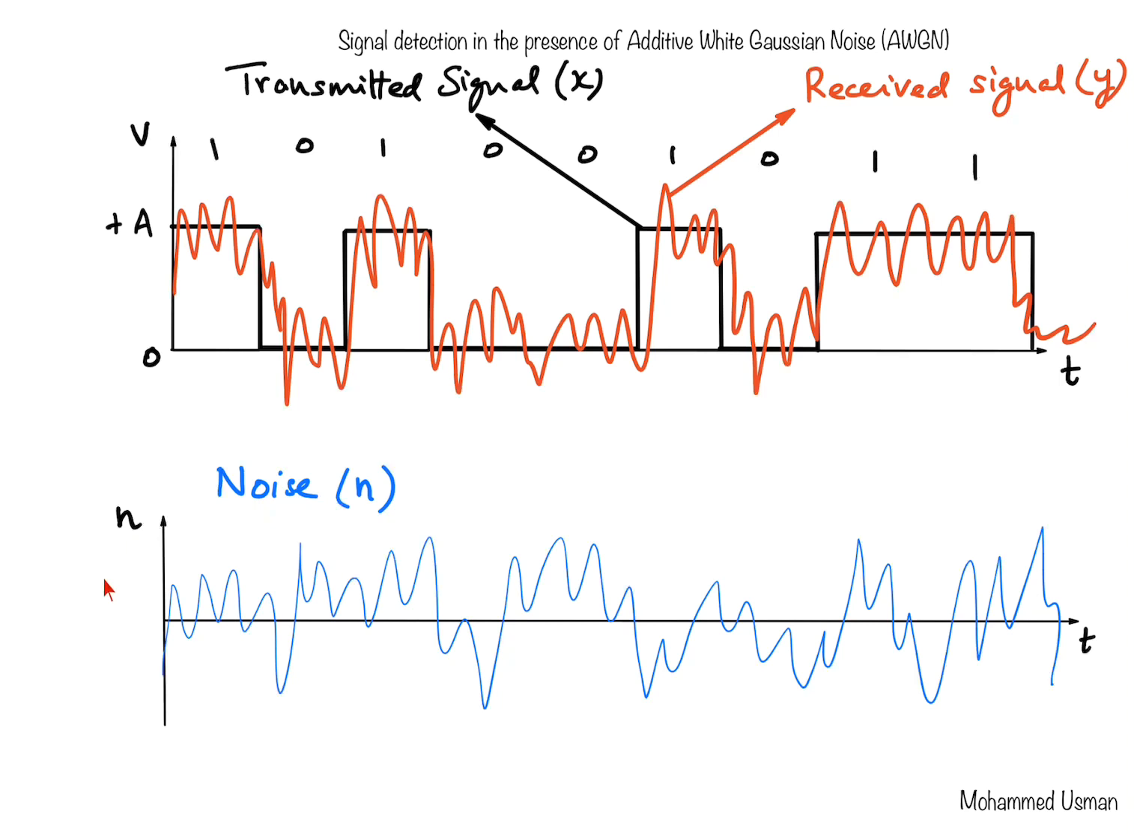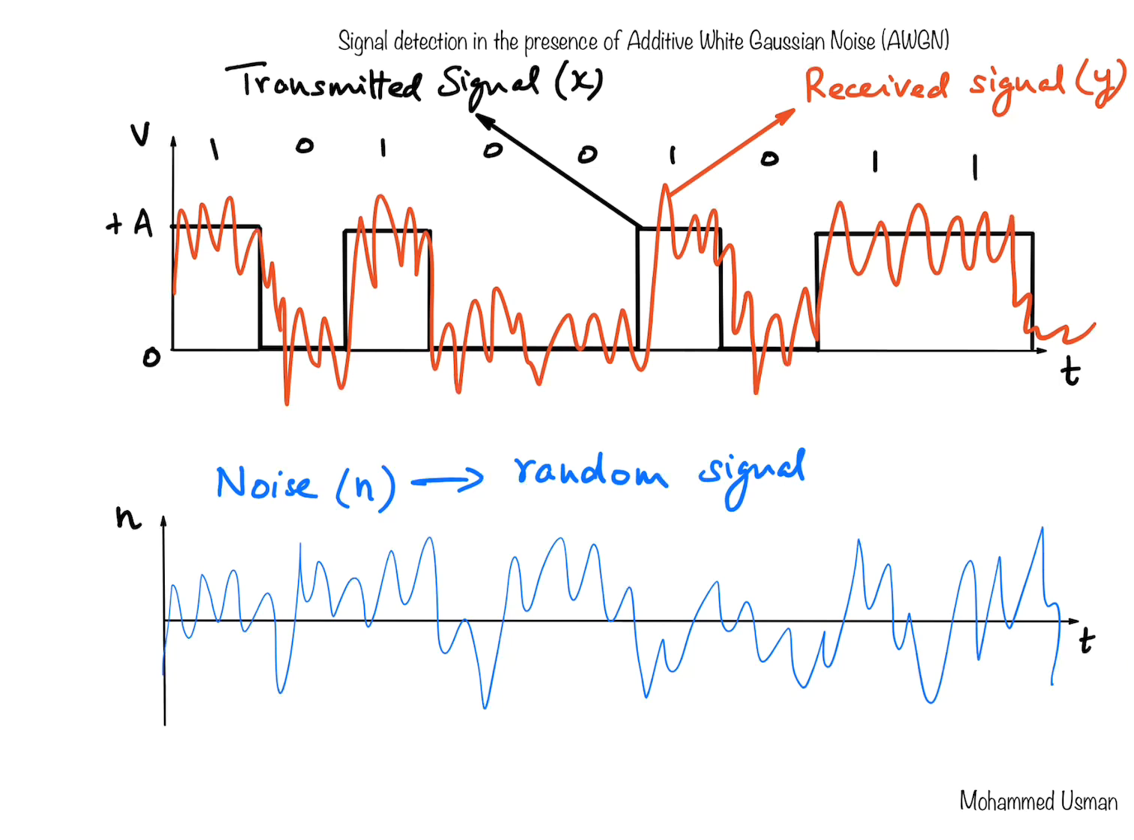At the bottom here we have the noise waveform, which gets added to the transmitted signal as the transmitted signal propagates through the communication channel. The noise waveform, as you see, is a random waveform. So noise is a random signal, but we will find out some properties of this random signal using some concepts of probability.